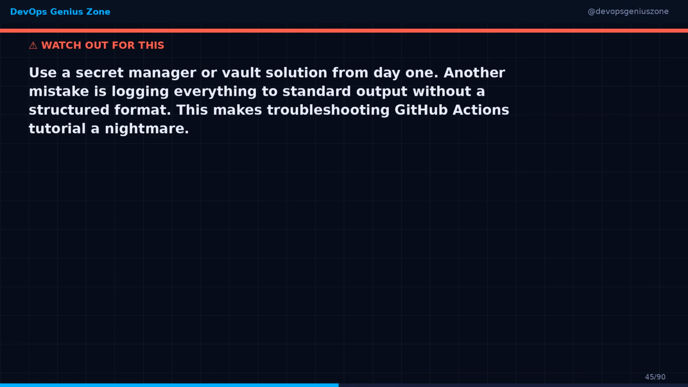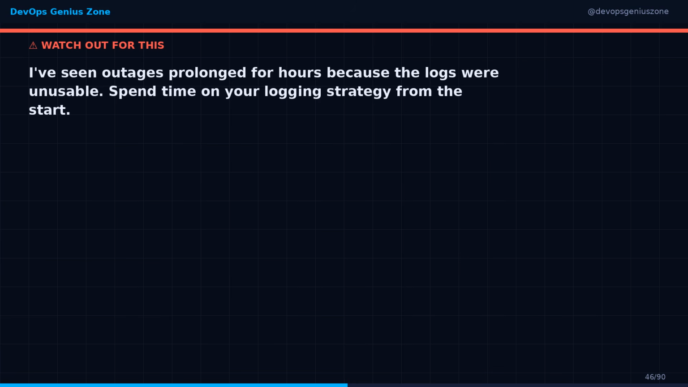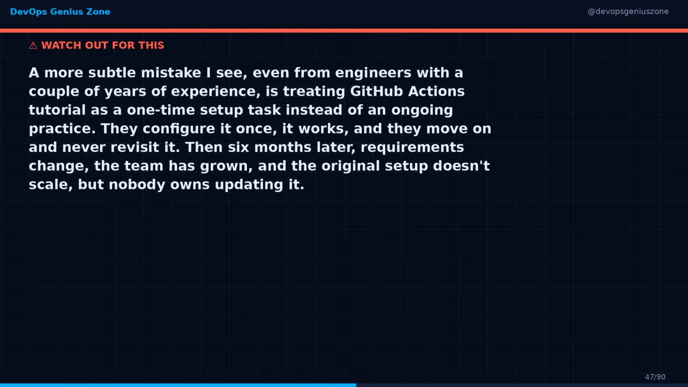They configure it once, it works, and they move on and never revisit it. Then 6 months later, requirements change, the team has grown, and the original setup doesn't scale, but nobody owns updating it. If you're working with GitHub Actions tutorial, put a recurring reminder on your calendar, monthly or quarterly, to revisit the setup and ask whether it still fits how the team actually works today.